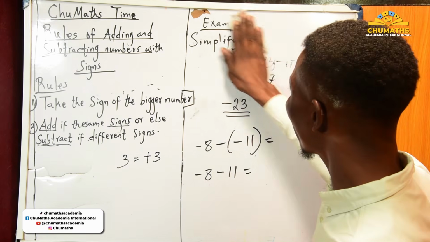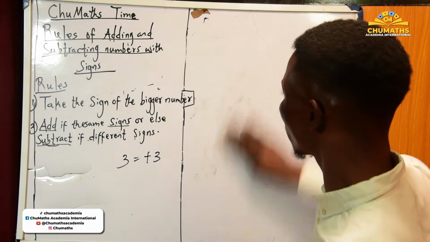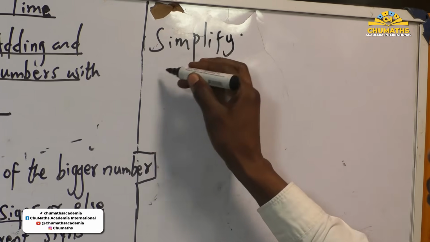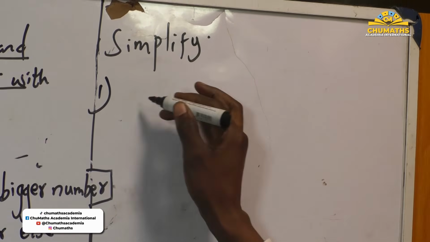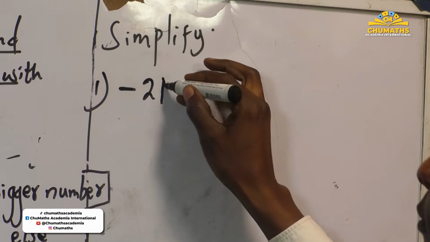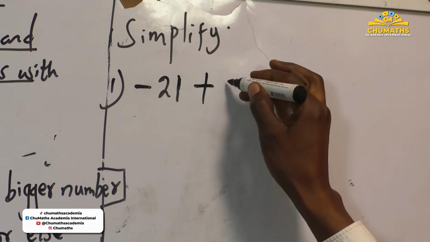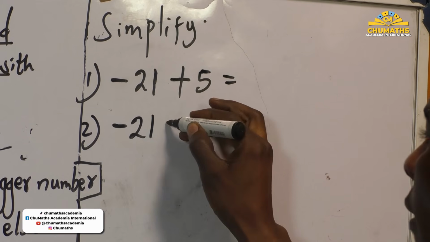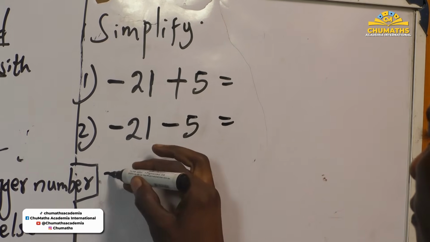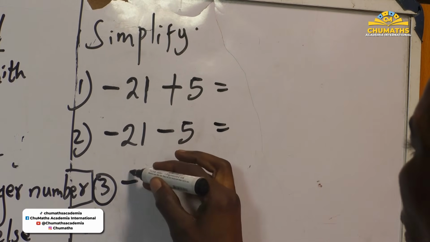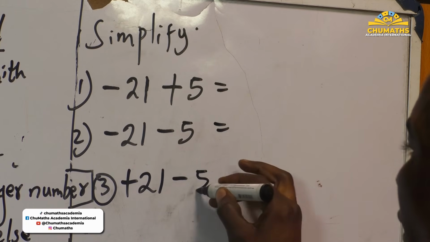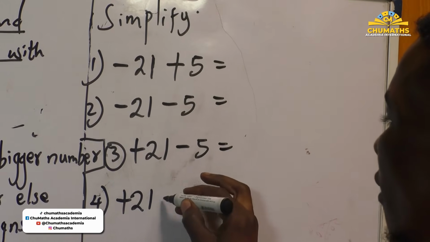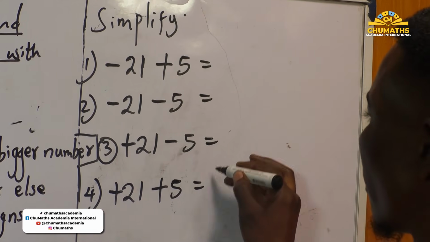So let me give you one or two questions. Simplify: minus 21 plus 5; minus 21 minus 5; plus 21 minus 5; and plus 21 plus 5.